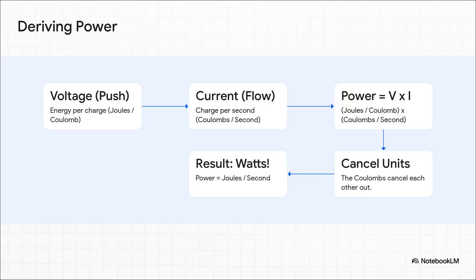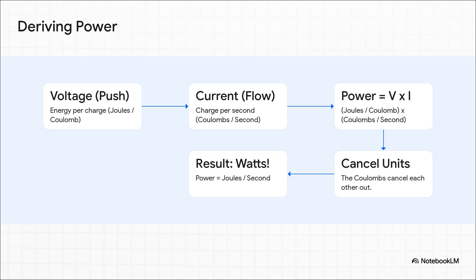And here it is. This is the big aha moment where it all just clicks. Power is what you get when you combine the push and the flow. If we multiply voltage by current, just look what happens with the units. We have joules per coulomb, that's our voltage, our push, times coulombs per second, that's our current, our flow.